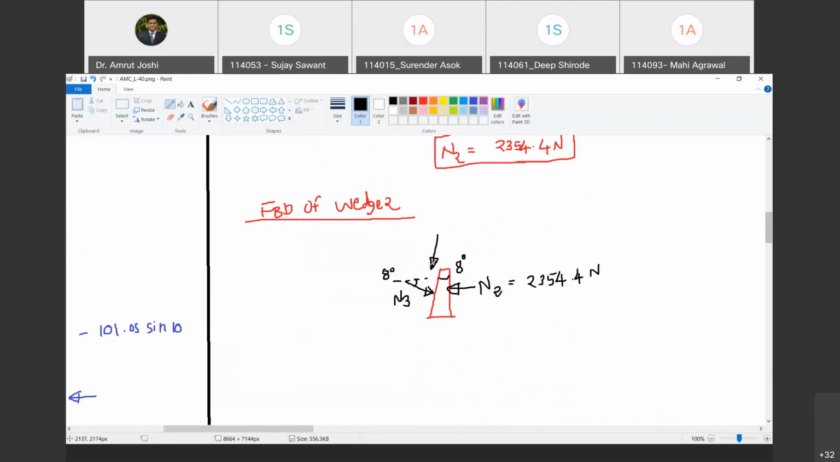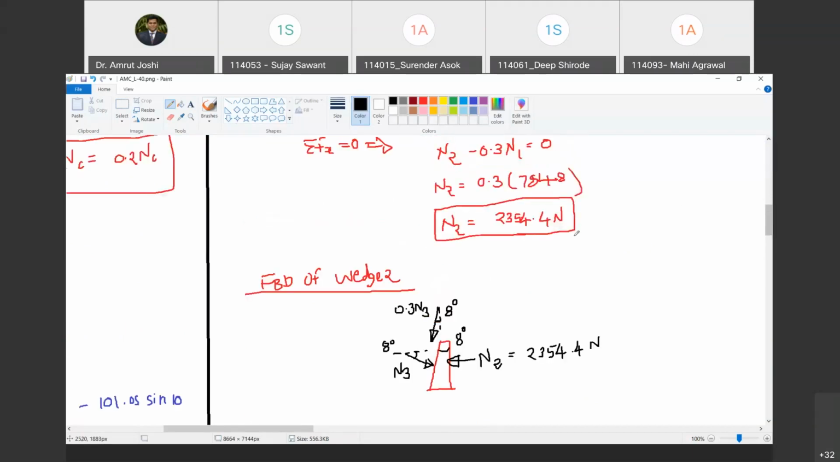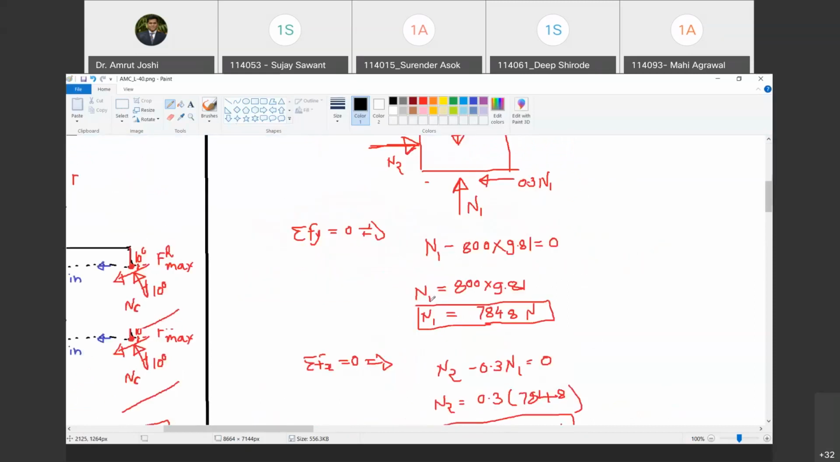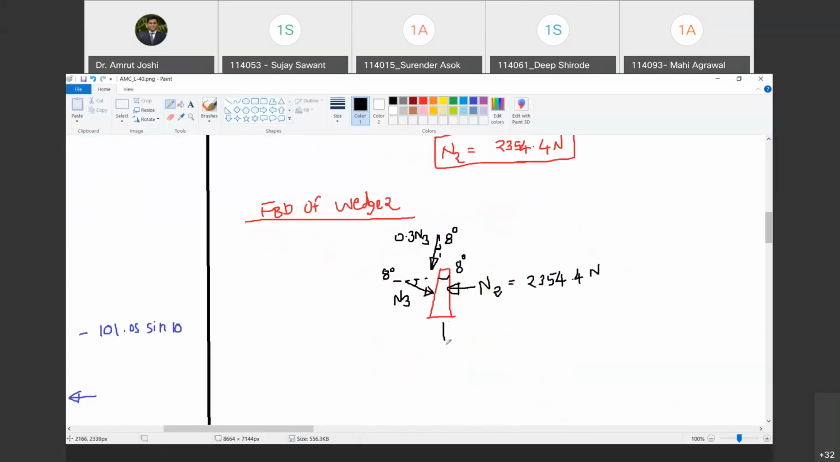So this frictional force will be equal to how much? Tell me. 0.3 times N3. And this angle now is 8 degree. Happy? Yes, sir. Now there is one more thing. Even the bottom block is in contact with the floor. Do you agree with me? Yes, sir. So I must show another normal reaction here, and that is N4.